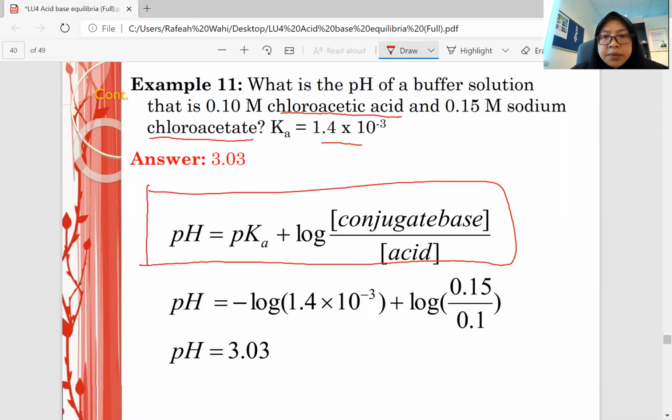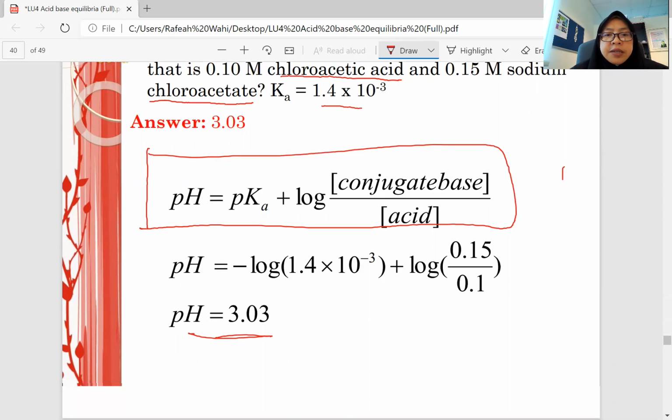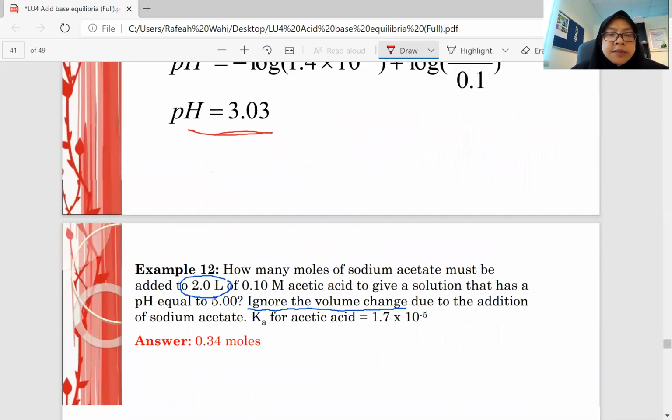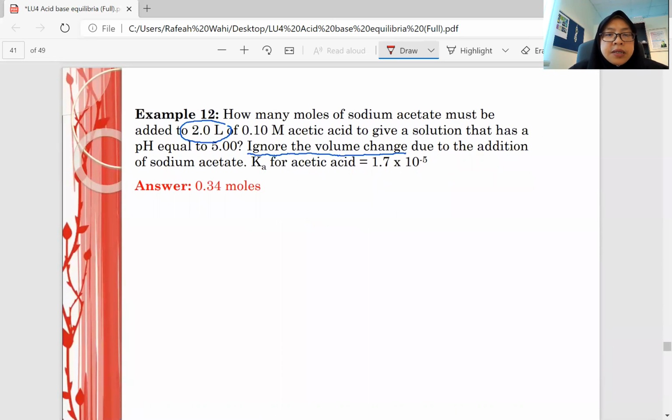Okay, sorry about the lagging in screen. All right, so you just substitute all the values inside the equation and you get the final answer, pH equal to 3.03. Okay. Now let's look at example number 12.